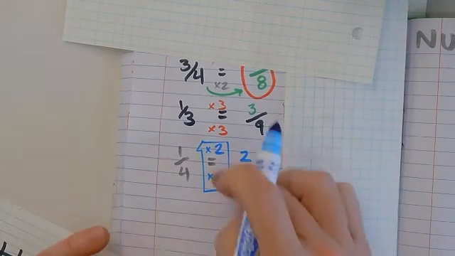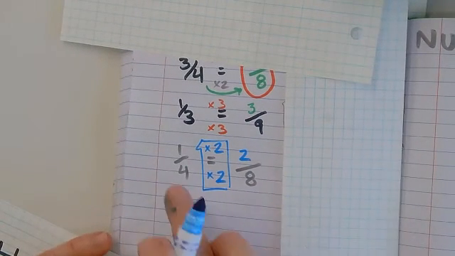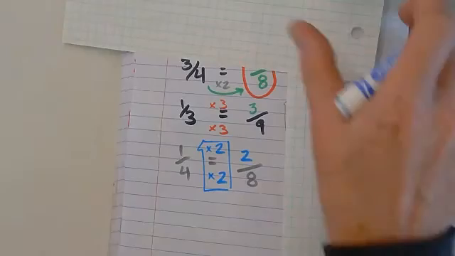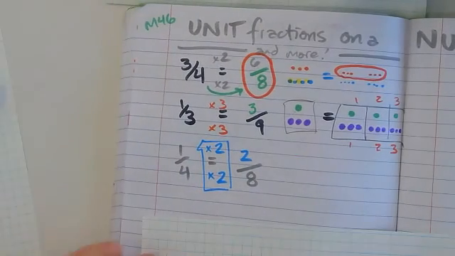And what we call this, so what you're doing is you're multiplying by, you're essentially, the number is still the same. 2 over 2 is 1, right? 2 over 2 is 1. So 1 times 2 is 2. 4 times 2 is 8.